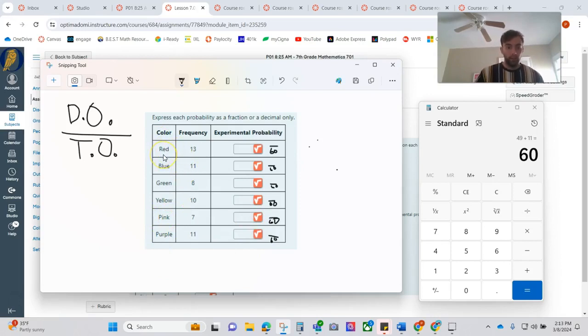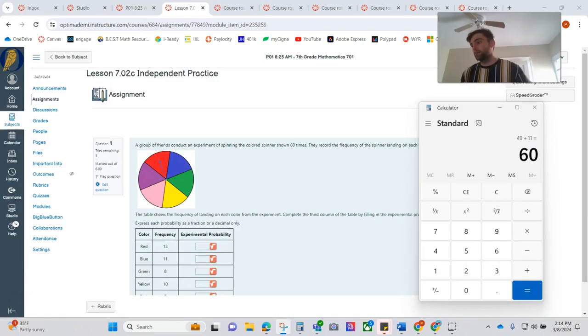Now for the color red, how many times was red spun? Oh, 13. So 13 out of 60. How many times was blue spun? 11 out of 60. How many times was green spun? It was spun 8 out of 60. Yellow was spun 10 out of 60. Pink was spun 7 out of 60. Purple was spun 11 out of 60. So here are our answers.